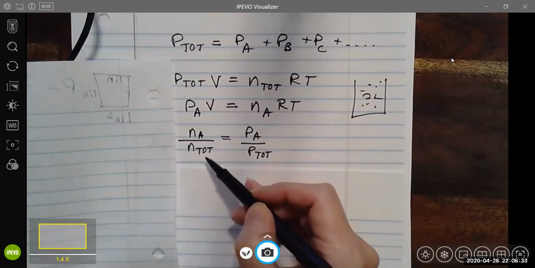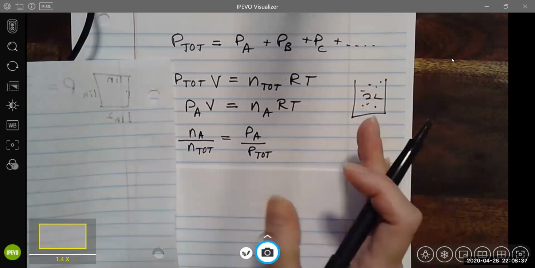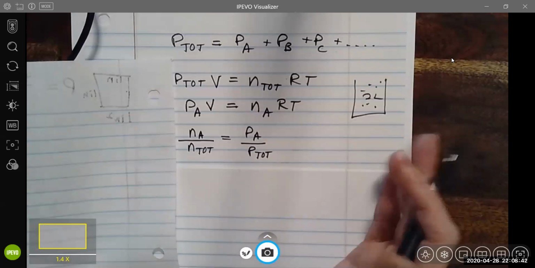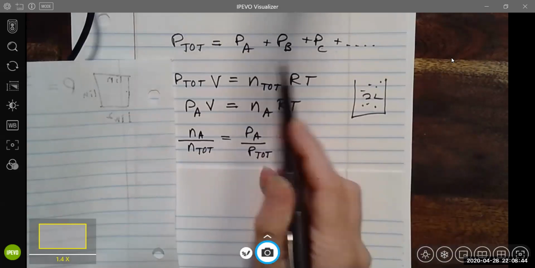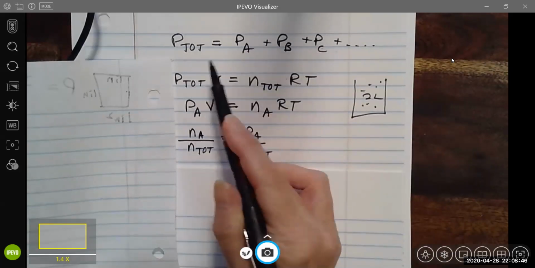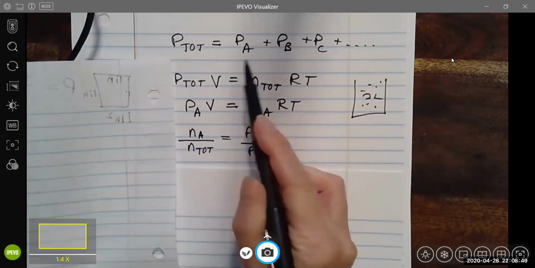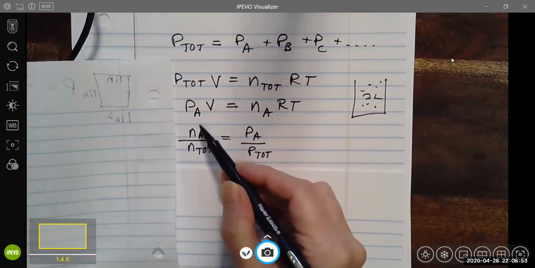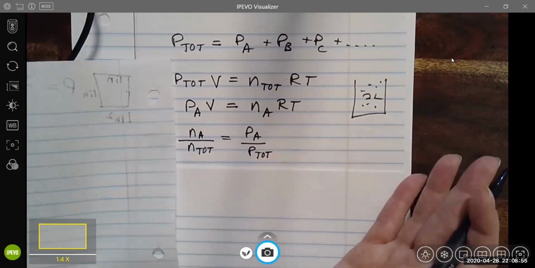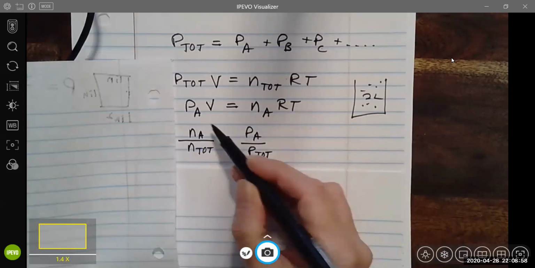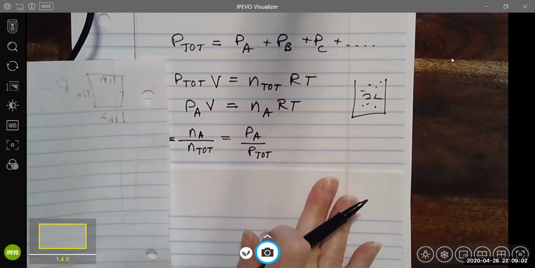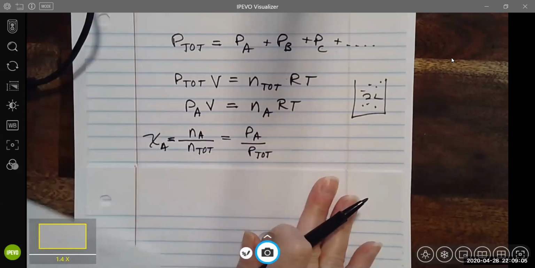Now this guy here, moles A over moles total, has a name, and it's called the mole fraction. And kind of obvious why, because it's a fraction. So let's say we have 10 moles total. Let's say A is 3 moles of that 10. Then this would be 3 divided by 10. So it's the fraction of the moles that belongs to A. This is telling us the mole fraction is equal to the pressure fraction because they're proportional. Now mole fraction has a symbol. It's this guy, chi sub A.